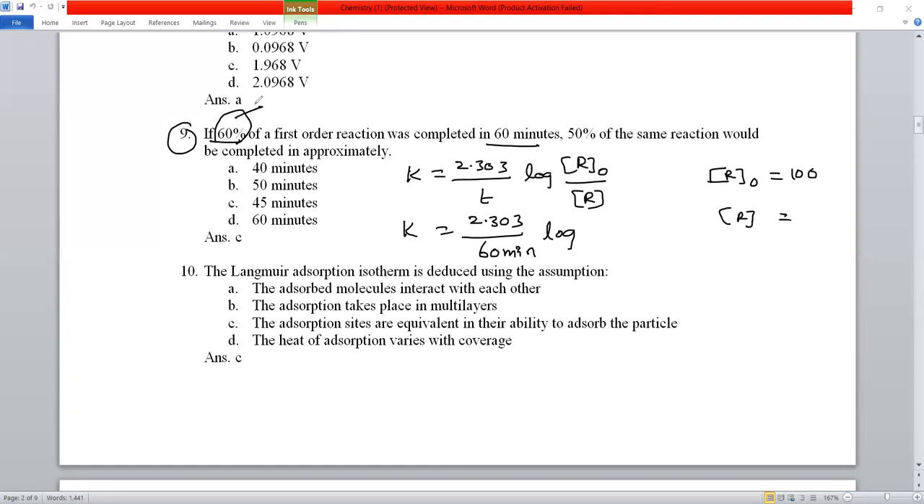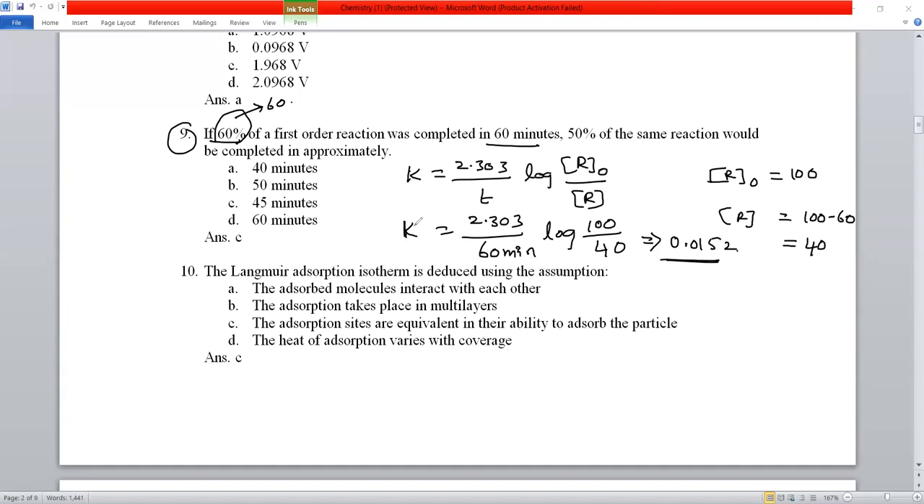So how much of the reaction is completed? 60% is completed, and the remaining concentration is 40. So initial concentration is 100 by final concentration is 40. Students, on simplification we'll get the K value as 0.0152.